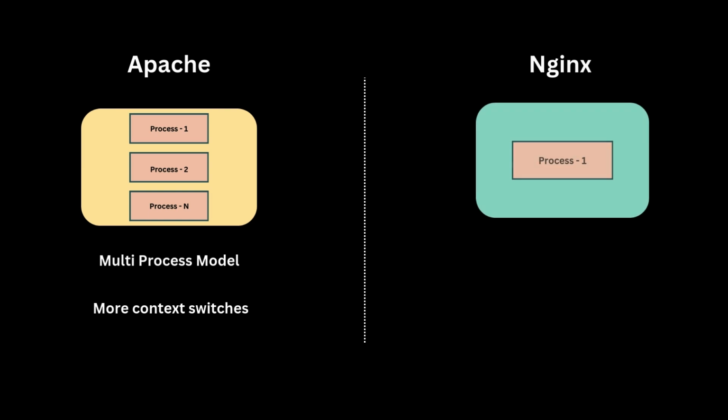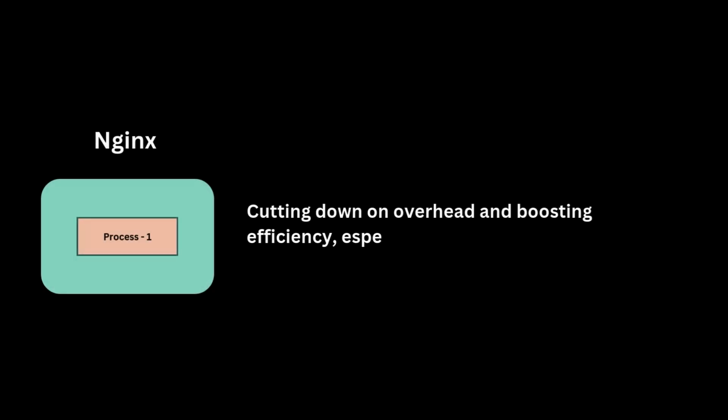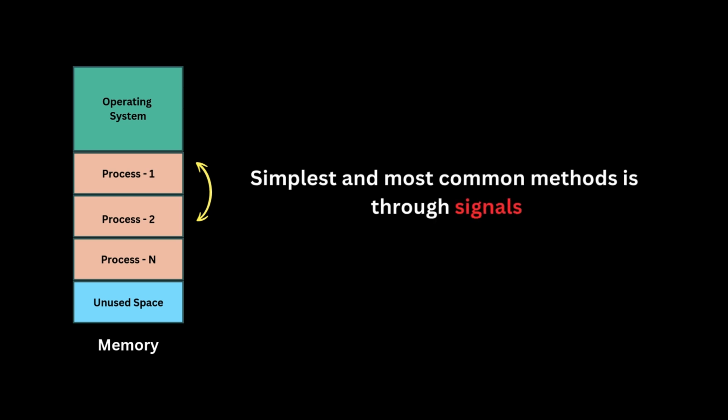On the other hand, many companies have moved to Nginx, which uses an event-driven single-process model. This allows Nginx to handle many connections within the same process, cutting down on overhead and boosting efficiency, especially in high-traffic situations. In Linux, processes can communicate with each other in various ways, and one of the simplest and most common methods is through signals.